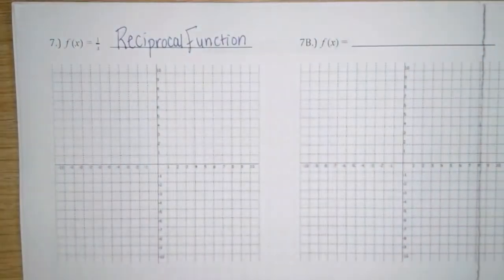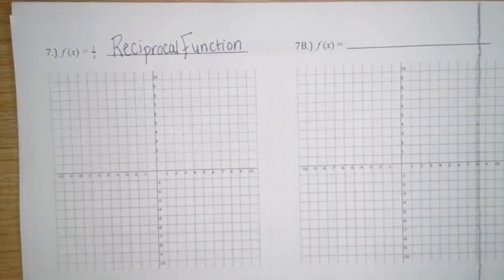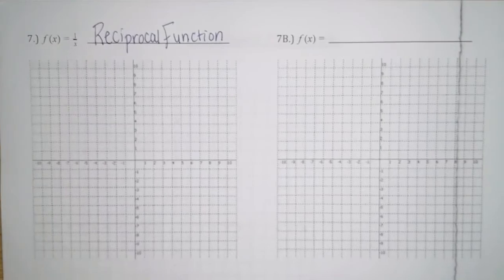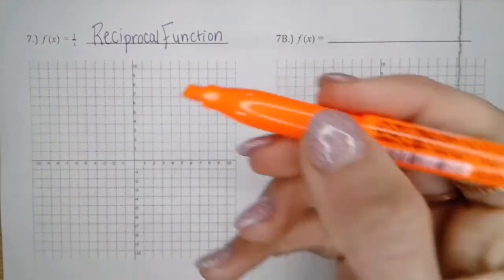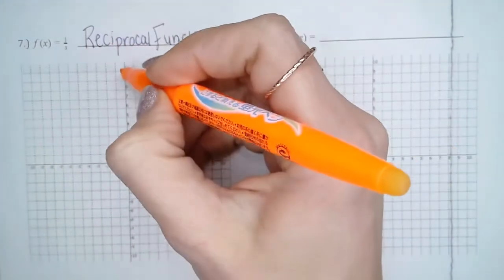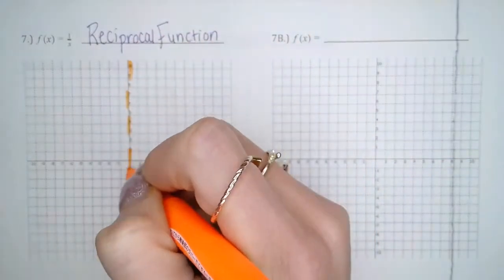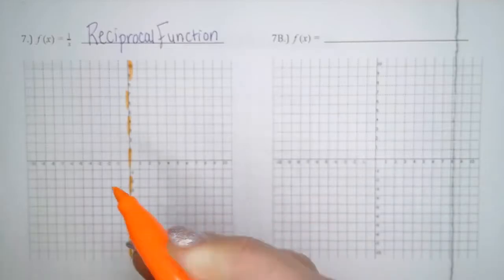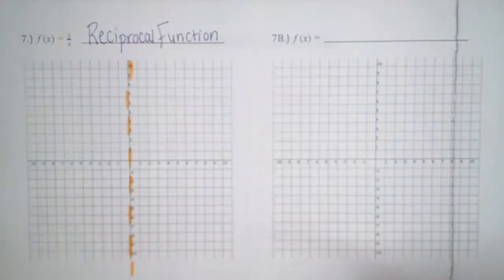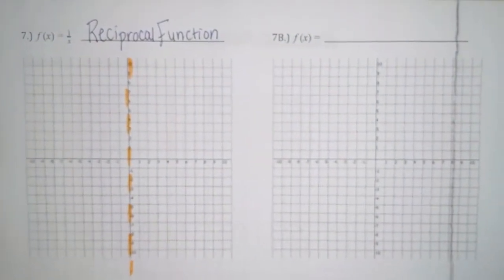Now, things that you have to remember about the reciprocal function are that we are not allowed to get 0 in my denominator. If you're not allowed to get 0 in your denominator, that means x absolutely cannot equal 0 since x is the only thing in my denominator. So going down here, I'm going to draw in that vertical asymptote we talked about at the beginning of the year.